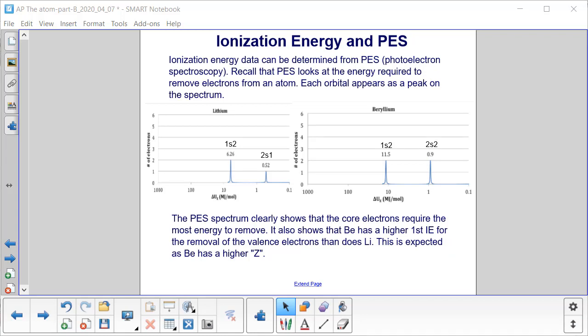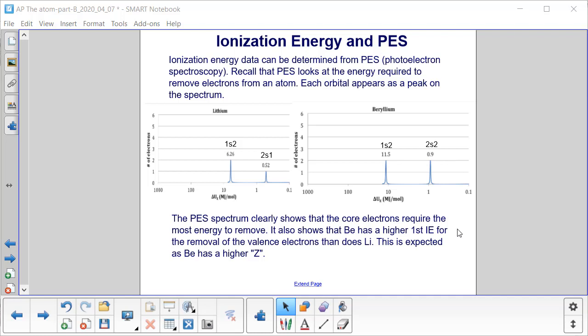Another thing you can determine from a PES is ionization energy data. Remember that a PES looks at the energy required to remove electrons from an atom, and that each orbital appears as a peak on the spectrum. So we have lithium and beryllium here. For both lithium and beryllium, we have a peak that's the same relative size for the 1s2 electrons, and the energy here goes from larger to smaller. So this is at a higher energy than the second peak, which is for the 2s electrons. So we have 2s1 for lithium, 2s2 for beryllium.